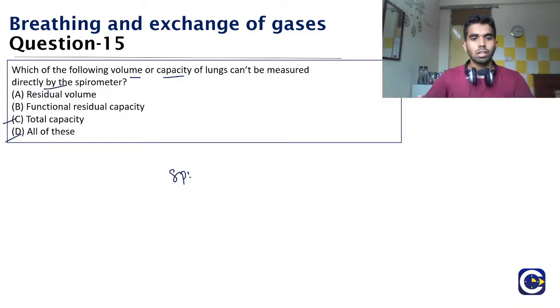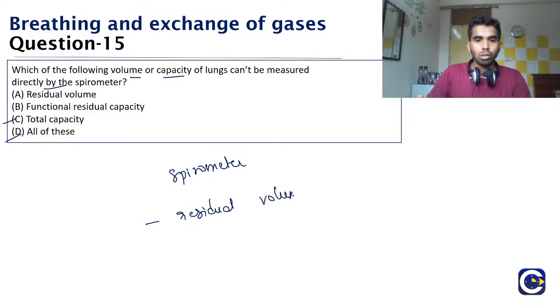So what is a spirometer? It is an instrument in which you have to blow the air out. You know that some amount of air cannot be blown outside your body, isn't it? And what is that known as? That is known as residual volume.